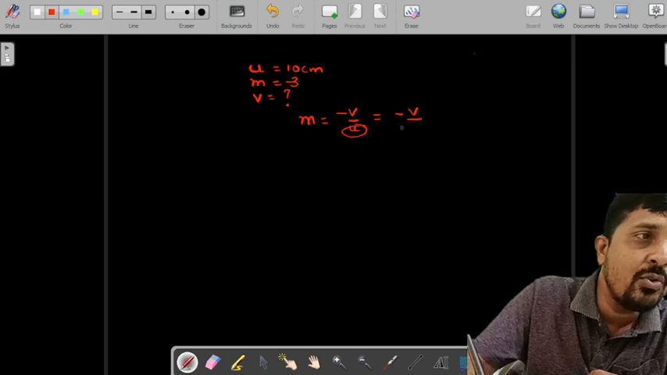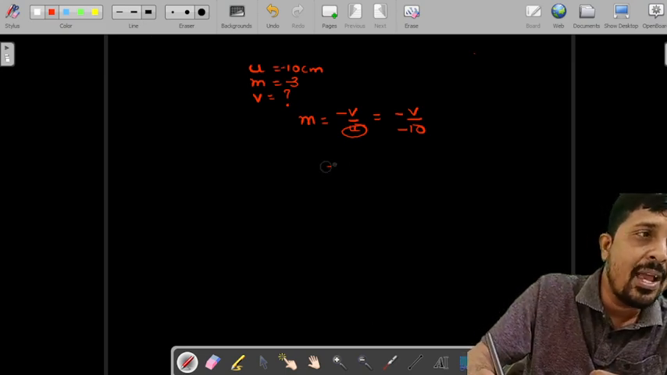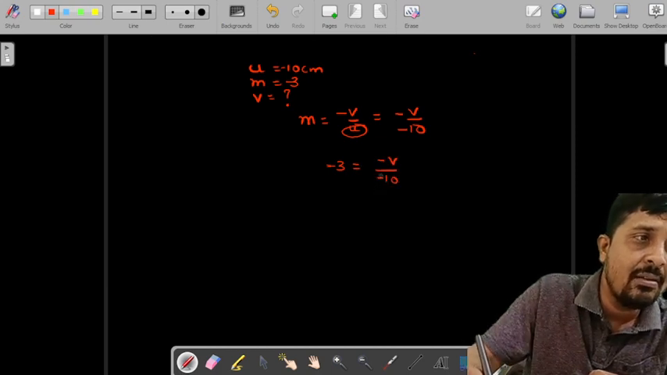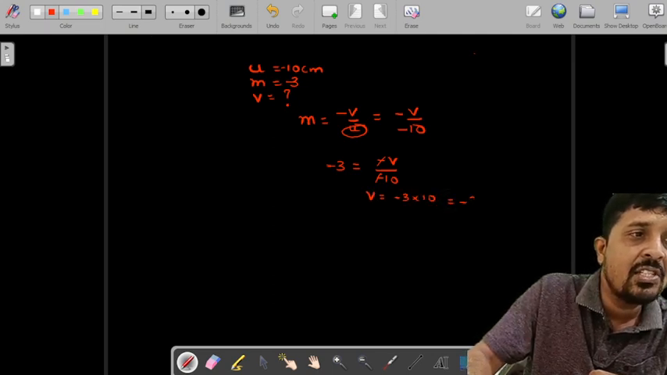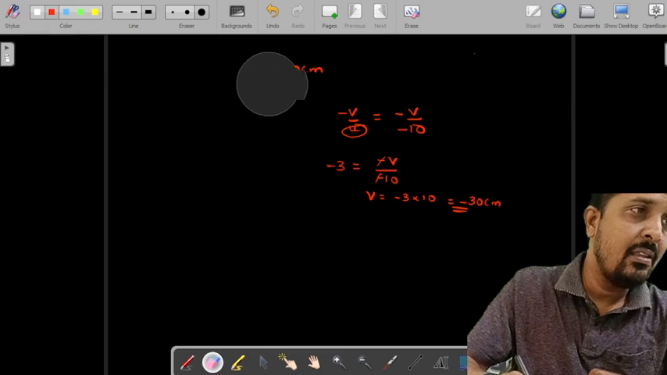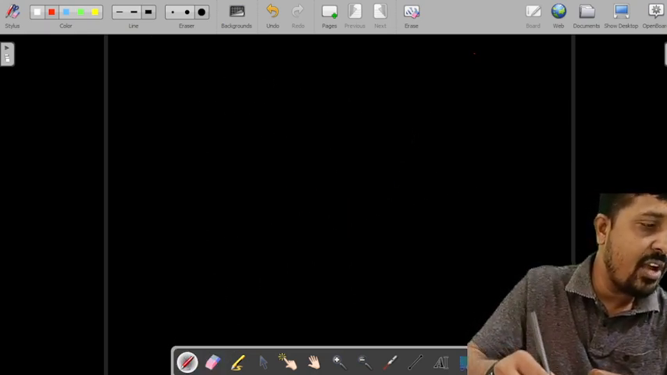What is the value of U here? Minus 10. I told you already, the object distance is always taken as negative. Then the magnification value is minus 3. So minus 3 is equal to minus V by minus 10. Minus gets cancelled. V is equal to minus 3 times 10, which is equal to minus 30 centimeters. That's it. 3 times means the magnification is going to become 3. Real image, that's why we have written minus.